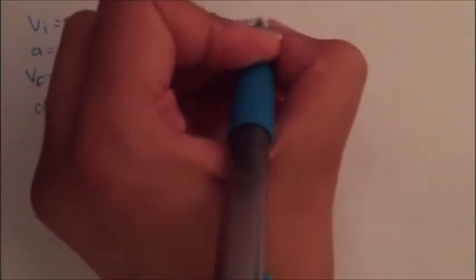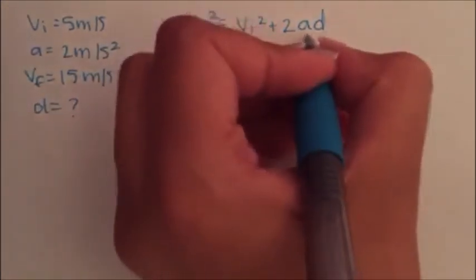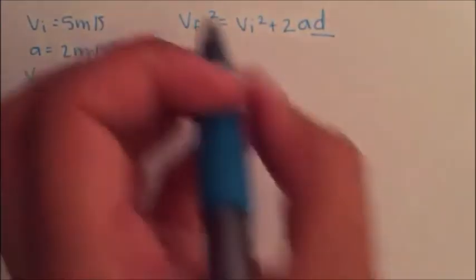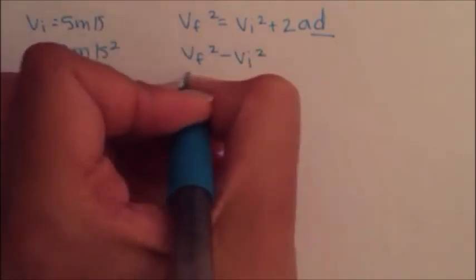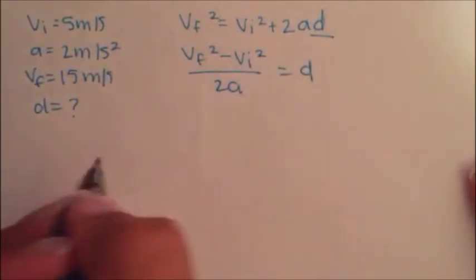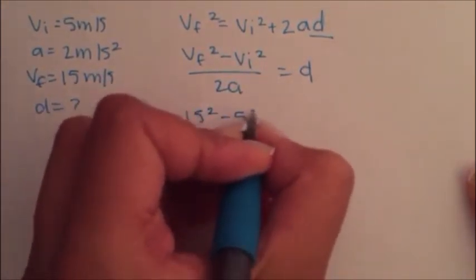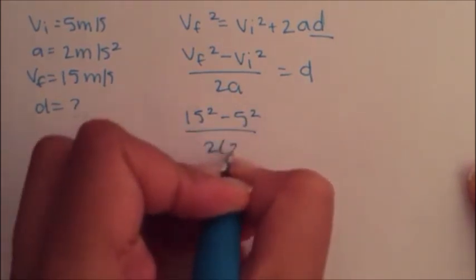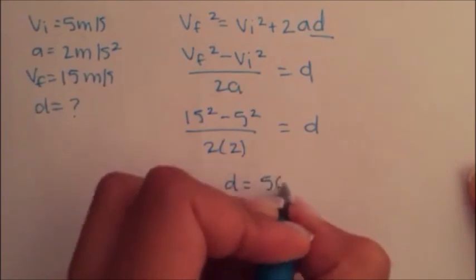The equation that relates these is going to be final velocity squared equals initial velocity squared plus 2 times acceleration times distance, and we're trying to solve for this. So we have to manipulate our equation so that we have it equaling distance. And then we're going to plug in our values, so 15 squared minus 5 squared over 2 times 2, which is going to give us 50 meters.